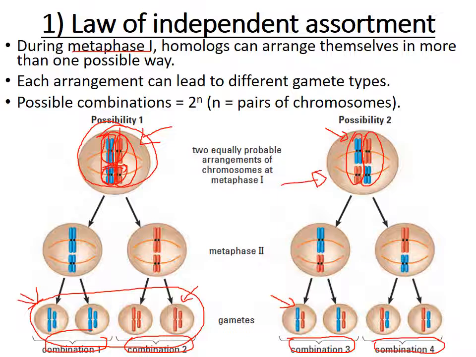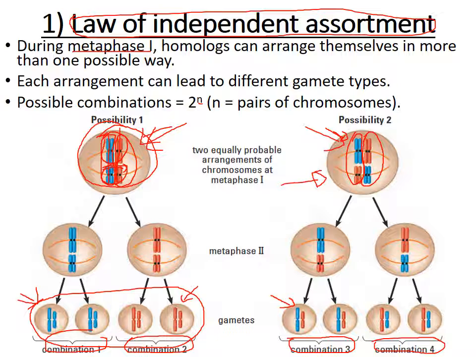But because the blues don't have to be with the blues and the reds don't have to be with the reds, you can have 2 possibilities. This can happen, or this can happen, which can lead to more combinations. The way to actually figure out how many possible combinations of gametes there are due to this law of independent assortment is using the formula 2 to the power of n, where n is the number of pairs of chromosomes.